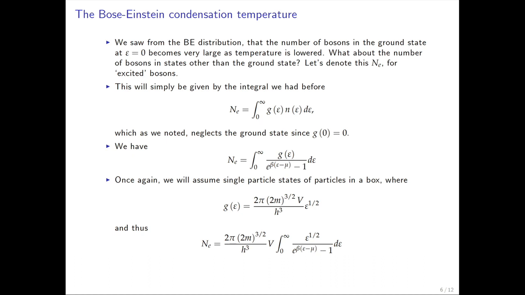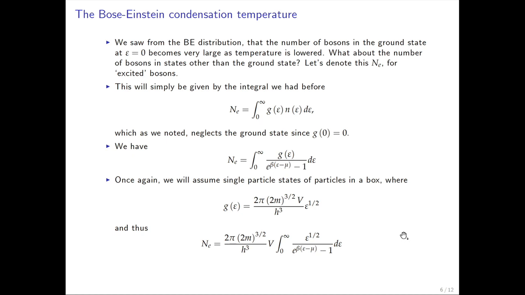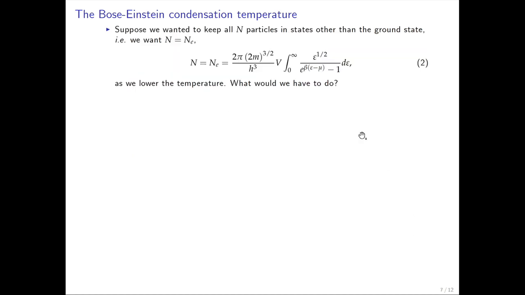Now, if we didn't have to worry about the particles in the ground state, we could say this is the total number of particles. So let's do a kind of thought experiment. What if we wanted to keep the total number of particles in states other than the ground state? That is, we wanted the total number of particles to be this number. And we remember we always define the chemical potential by this essentially constraint given by the number of particles. So let's suppose that we wanted all the particles up there.